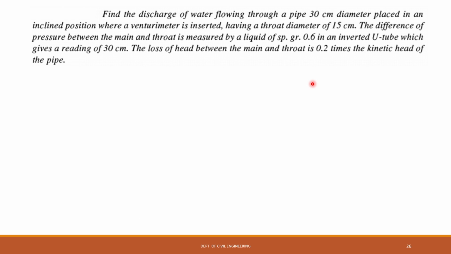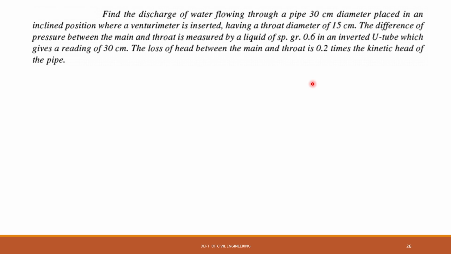This question is already asked in the university question paper. Find the discharge of water flowing through a pipe 30 cm diameter placed in an inclined position where a venturimeter is inserted having a throat diameter of 15 cm.